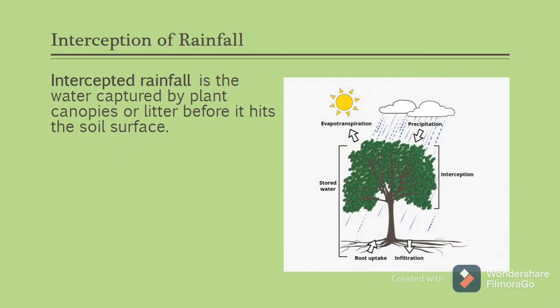Interception refers to precipitation that does not reach the soil. It is intercepted by the leaves and branches of plants and the forest floor. So it means that interception of rainfall is a process through which water is captured by plant canopies or litter before it hits the soil surface.